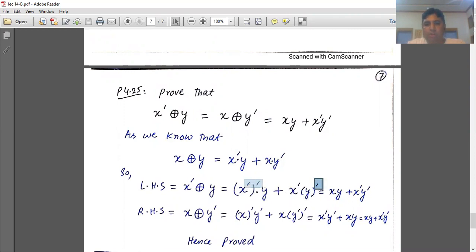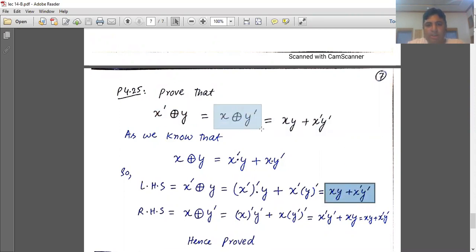Evaluating this, x double bar is equal to x. So this becomes xy and this becomes x bar y bar. So this left hand side is equal to xy plus x bar y bar, which we have proven here.